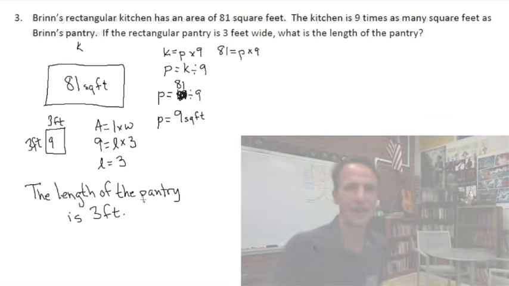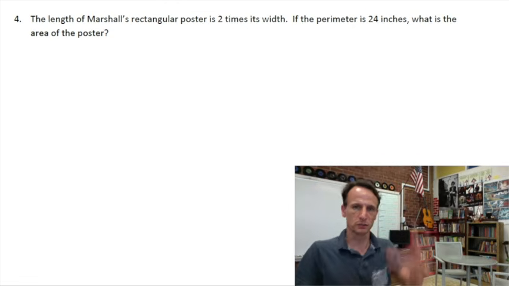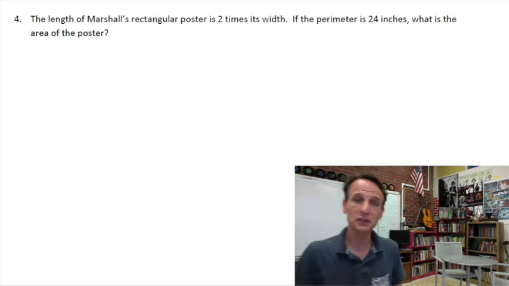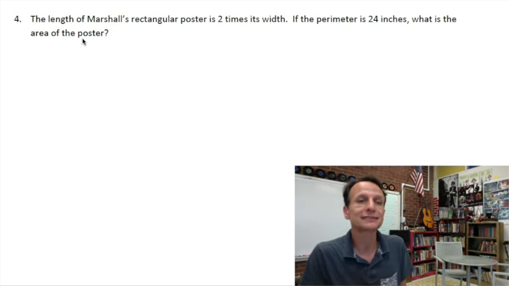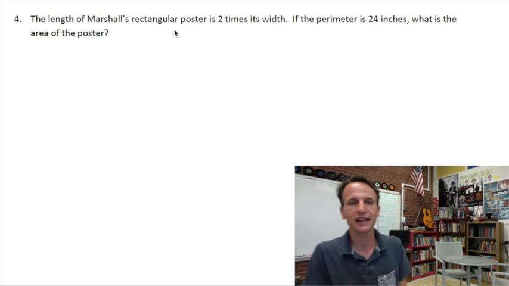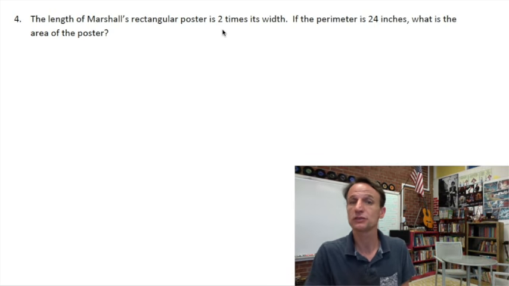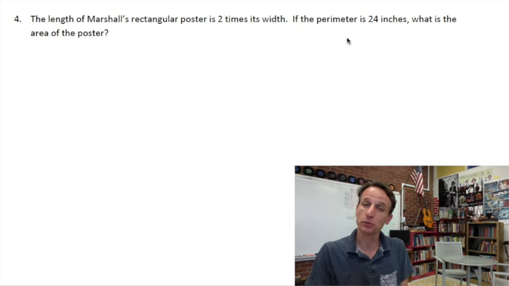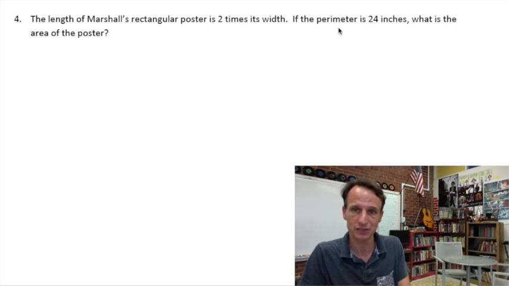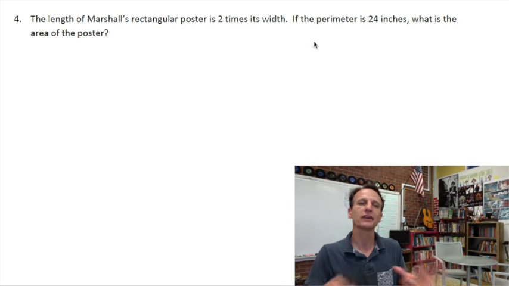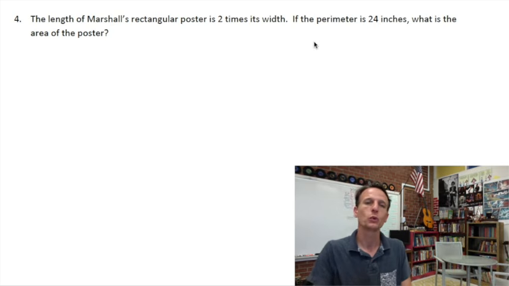And in our ultimate example here, number 4, we have another little puzzle to figure out. I like this one. So let's read it. The length of Marshall's rectangular poster is 2 times its width. If the perimeter is 24 inches, what is the area of the poster?